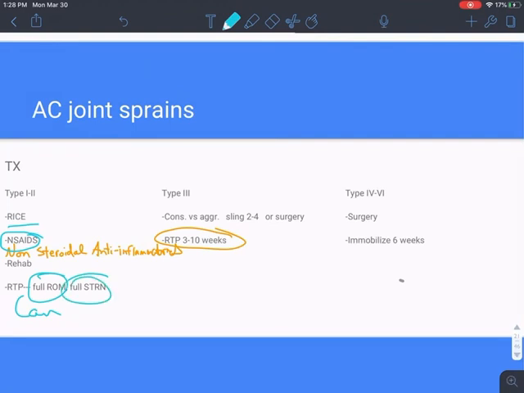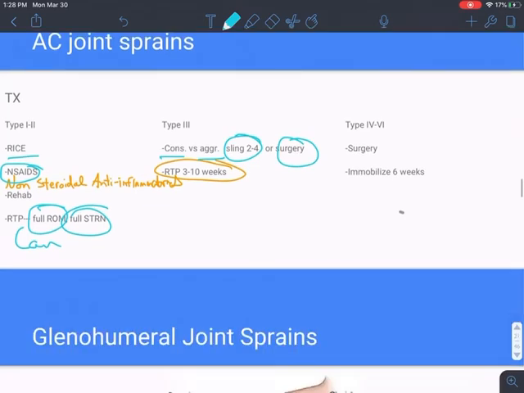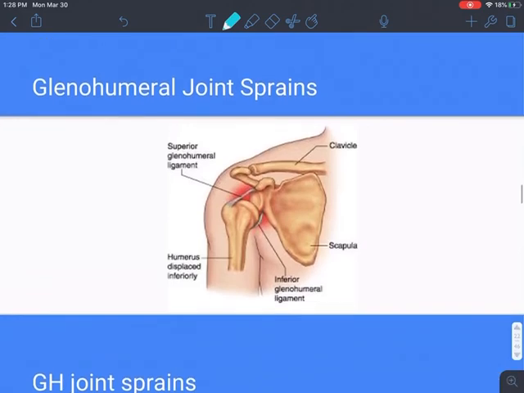So type 3, we were talking about conservative versus aggressive treatment. Type 3, you're going to be in a sling for 2 to 4 weeks, or you could have surgery, right? Return to play anywhere between 3 to 10 weeks. Again, we want to avoid surgery. Type 4 through type 6, you don't really have any options. You're having surgery and you're going to be immobilized for 6 weeks. The only time I've ever heard of that happening is in baseball. The outfielder was running to catch a ball and he ran directly into the wall, and yep, type 6.